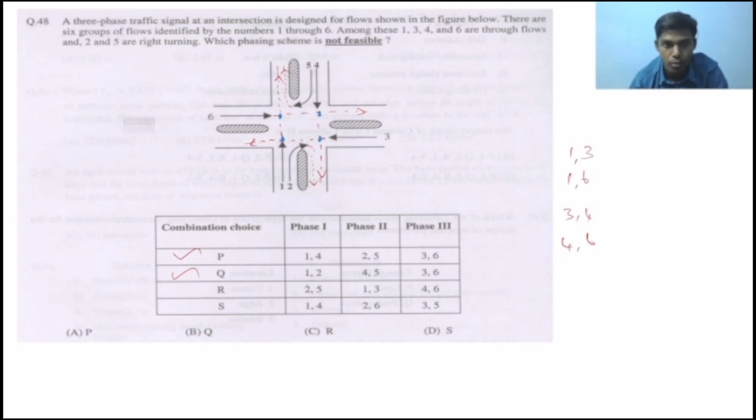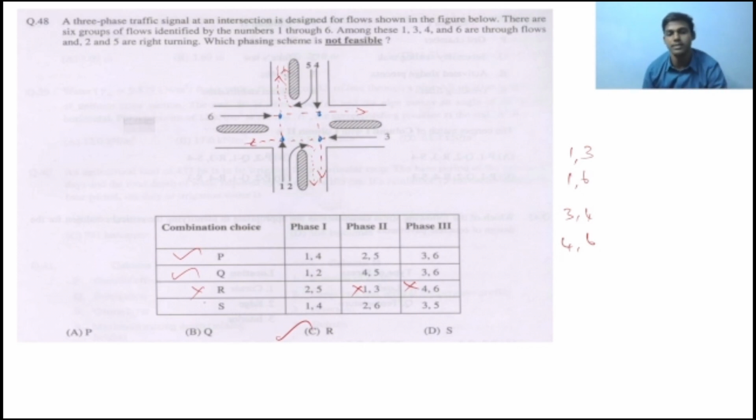Now look at R: 2 and 5, there will be no problem, it is possible. But 1 and 3 is not possible. Between 1 and 3 there is a crossing here, so there is a probability of accident. So R is not possible at all. So phasing scheme R is not possible, therefore R is the right answer. Now look at the third phase of R, it is 4 and 6. 4 and 6 is also not possible. So with 1 and 3 and 4 and 6 not possible, option R is the right answer.